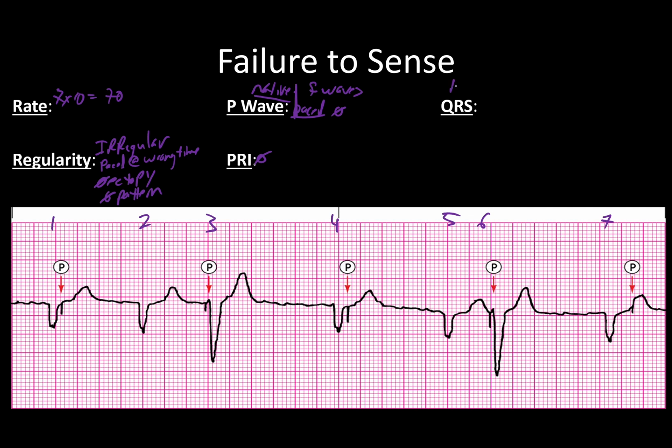In terms of the QRS, which ones are the native beats? Well, that's actually 1, 2, 4, 5, and 8. Those are all of the native beats, and we can tell that those are uniform. They have a QS pattern to them. In terms of width, we'll just go ahead and measure beat number 2. It's about 2.5.